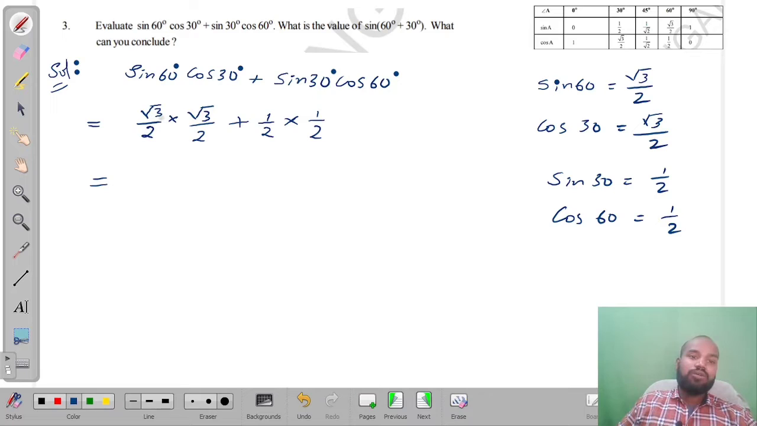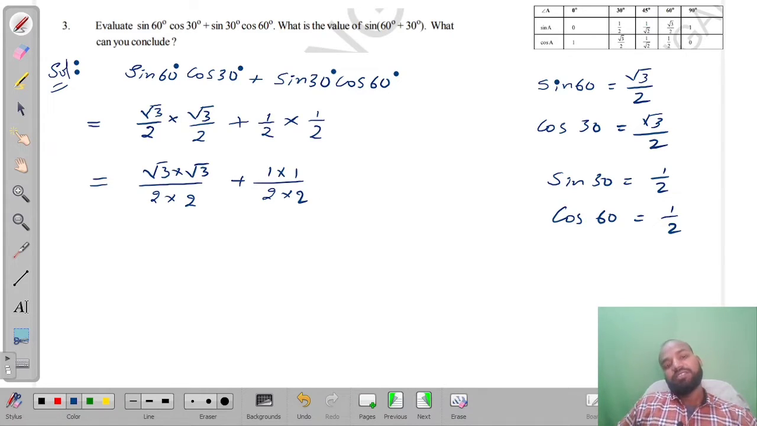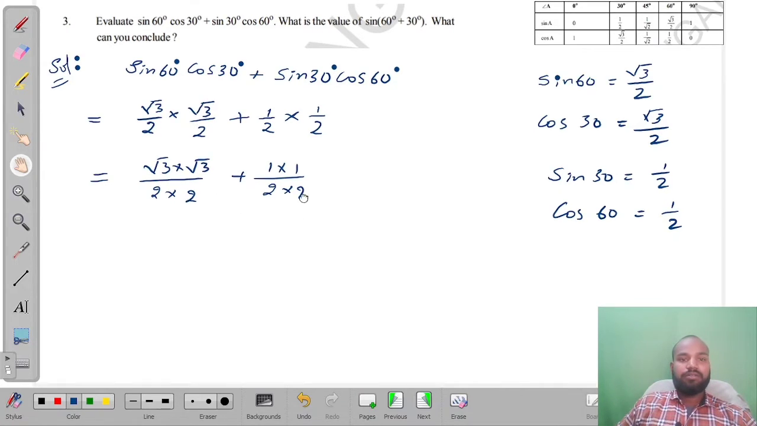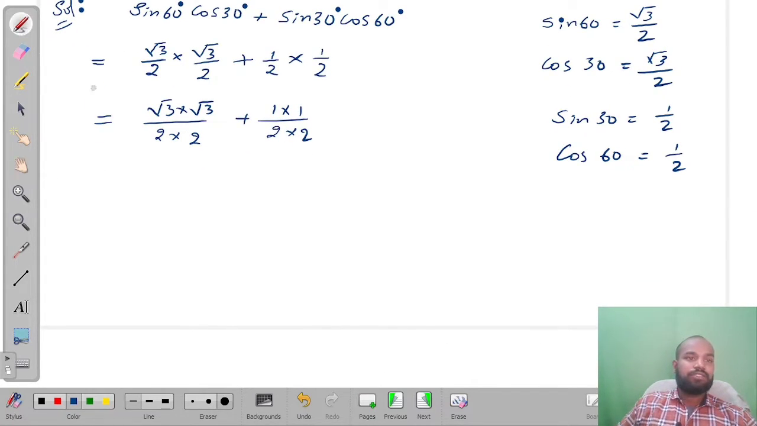So now root 3 into root 3 by 2 into 2 plus 1 into 1 by 2 into 2. Am I clear? Yeah. Next, moving to the next step. What is the next step here? Root 3 into root 3, that becomes 3. 2 into 2, 4, plus 1 into 1, 1. 2 into 2, 4. Right.